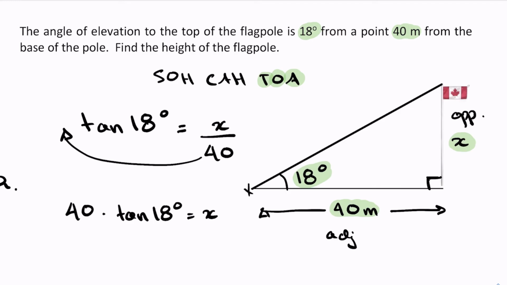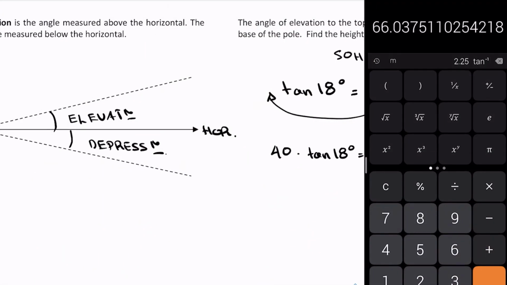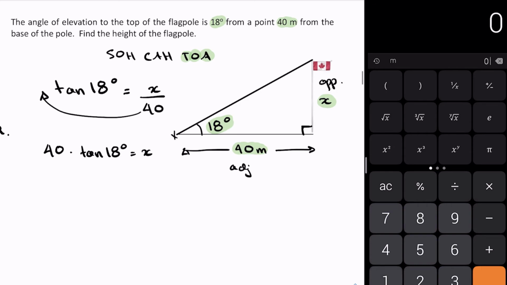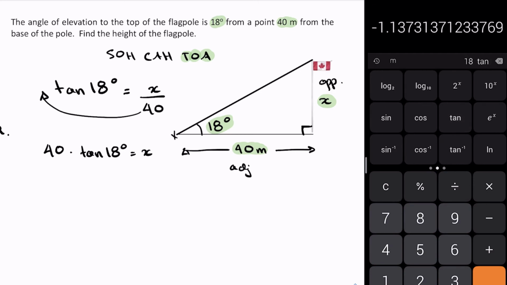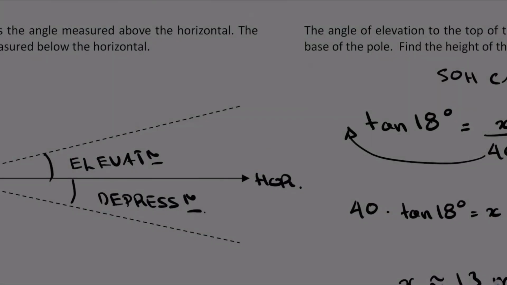And again, that's not something I can do in my head, so I'm going to bring the calculator over. Let's clear it first. Always make sure it's in degrees first. 18, tangent, and then we're going to multiply that by 40. And we end up with 12.9, or if we want to, we can round it to 13 meters. And that is the height of the flagpole in this scenario.